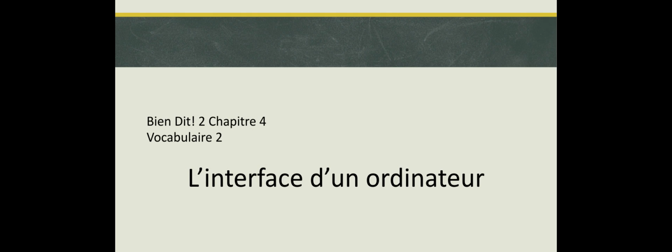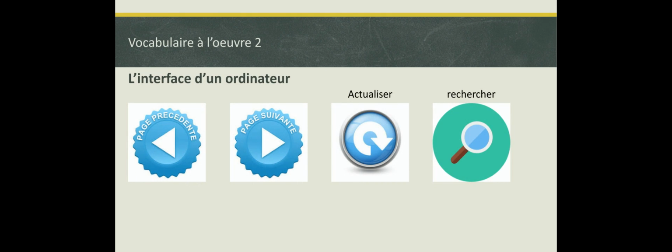All right. So we're going to go ahead and start with l'interface d'un ordinateur, the computer interface and the workings of a computer. Our first couple words that we have up here are page précédente, page suivante, actualiser, and rechercher. That first word, page précédente, kind of looks like precedent. So page précédente is previous page. Up next, we have page suivante. You've heard me say suivante a lot in French, especially if you're in French 5. So, page suivante, next page.